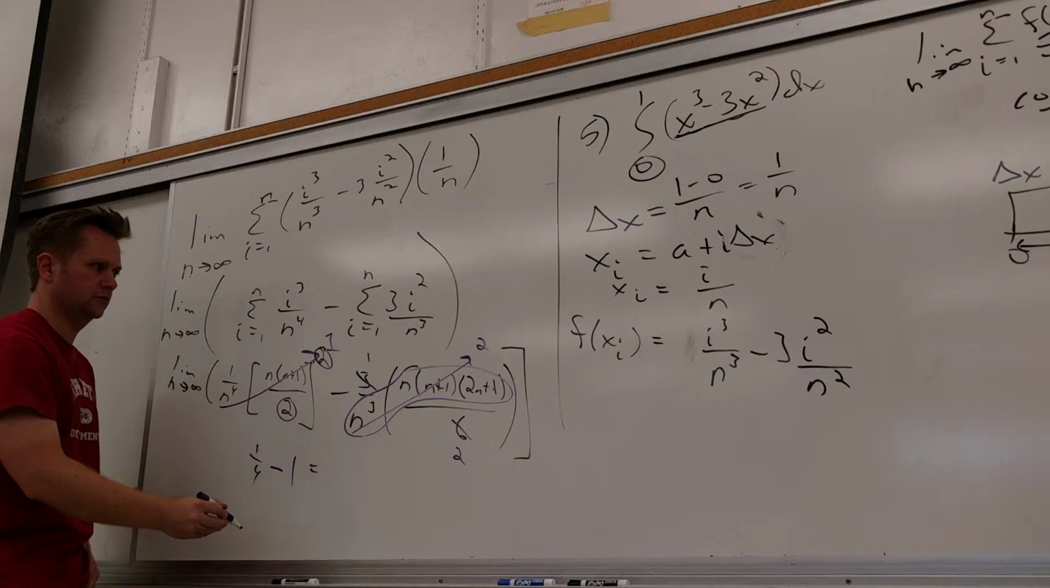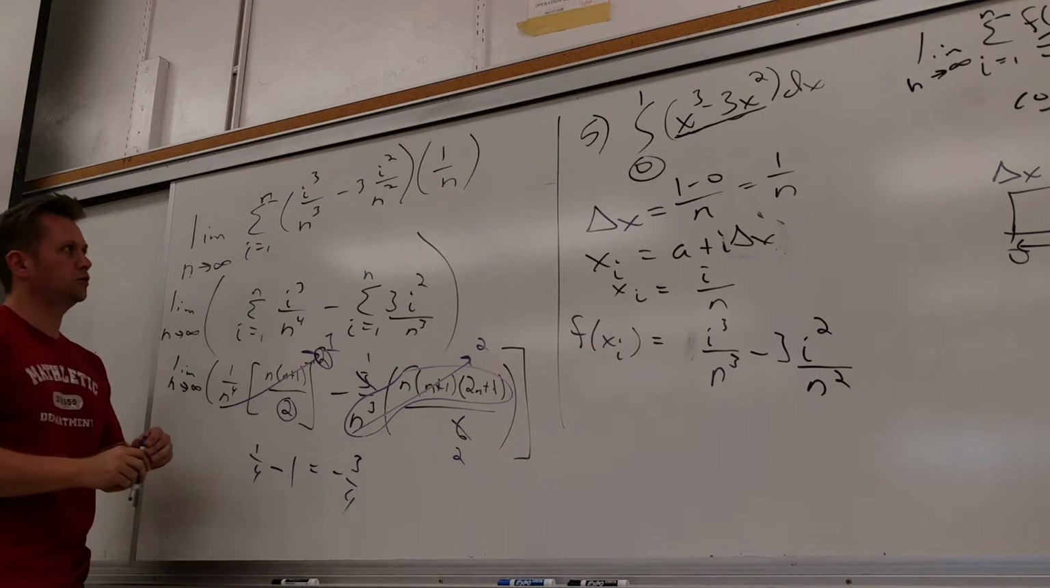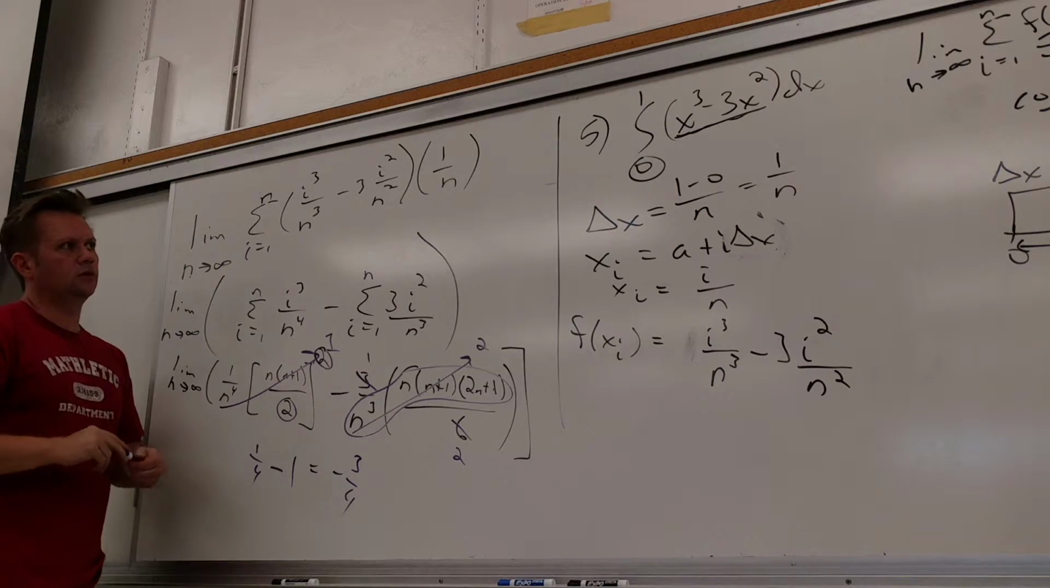And so I get what? Negative 3 over 4. Do you remember how to do it on the calculator? No. On the calculator?